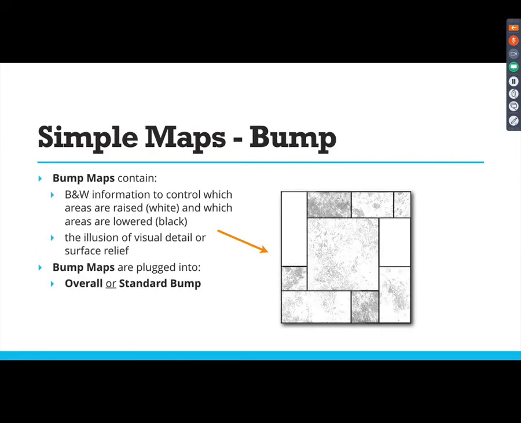All right, bump maps. This is what we call surface relief, visual surface detail. Again, a black and white map. Low-lying areas that you want to look like your geometry's pushed in are black. High areas are white. If you want no change at all, if you don't want it to look like it's either embossed or etched, then that's 50% gray.